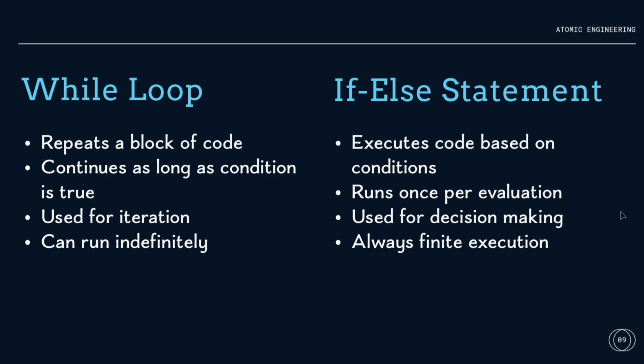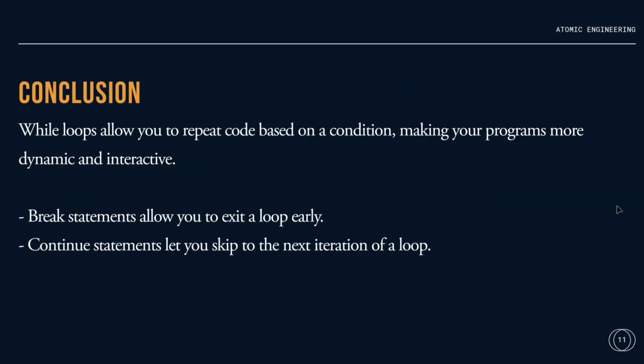Whereas the if else statement executes code based on conditions, and it will run only once per evaluation. If the condition is true, the code will be executed and it will never go back and check the condition again. If else is always used for decision making, and it's always finite execution. In a single word, while loop is used for repetition, and if else statement for decision making in the code.